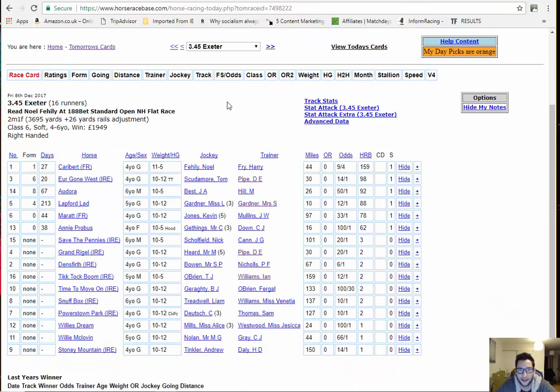Then we get on to the 3:45, excuse me, which is the last race of the day, a standard National Hunt flat race. Excuse me a moment.